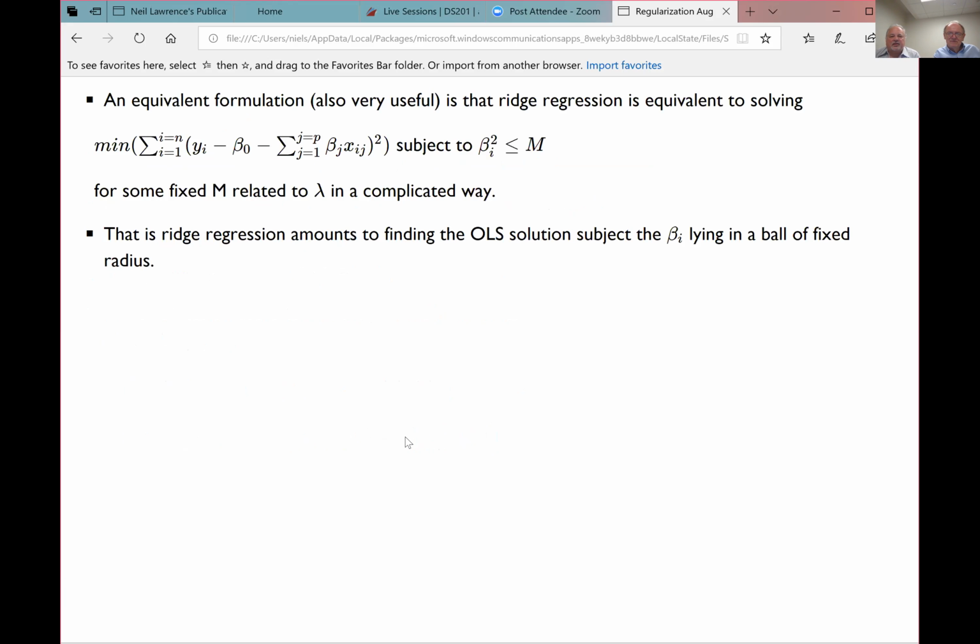As we said, with these circles and squares I drew on the board, this is equivalent to finding the minimum of something subject to the constraint that all the beta i squares are less than some fixed value. Or actually, I'm sorry, that really is a typo. It really should be the sum of the beta i's. You could do the other too, but that's something different. How you go from lambda to this m is complicated, so we don't write it out. In essence, ridge regression amounts to finding the ordinary least squares solution subject to the beta i's lying in some fixed ball. Okay?